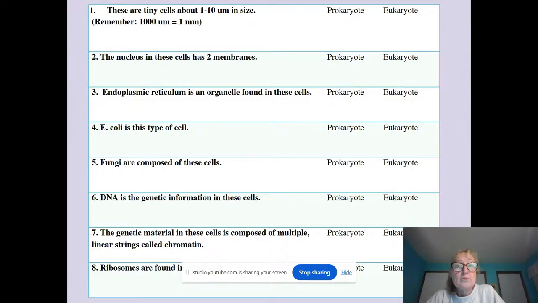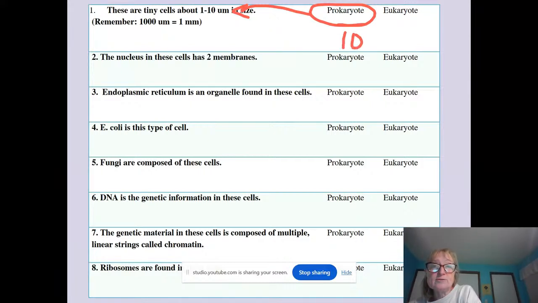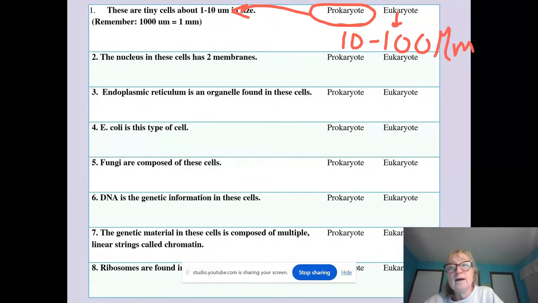It turns out prokaryotes are, on average, the smallest cells, and they do range in size, usually from between 1 and 10 micrometers. Eukaryotes are quite a bit bigger, usually. Usually eukaryotes range in size from about 10 to 100 micrometers. There are, of course, exceptions like eggs, like chicken eggs and things of that nature. But for the most part, eukaryote cells are bigger than prokaryotes.